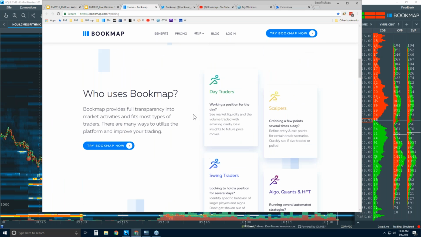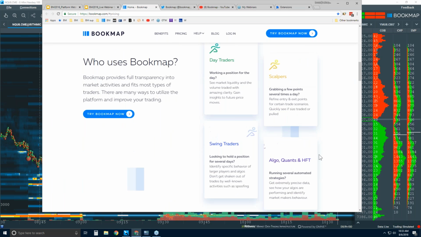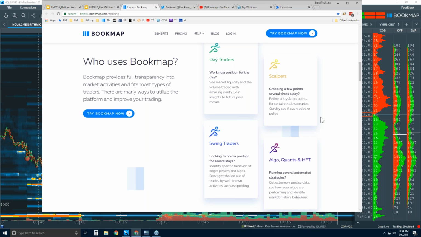Who uses Bookmap? Well, day traders, scalpers, swing traders, and quants trading algos in a high frequency environment. So really quite a few. It's not just for scalping or looking at very low time frame data. There's a lot of traders on much higher time frames that are using this. The reason is very simple. We're recording the order book, the depth of market, and we're showing it. It's still useful on a higher time frame.